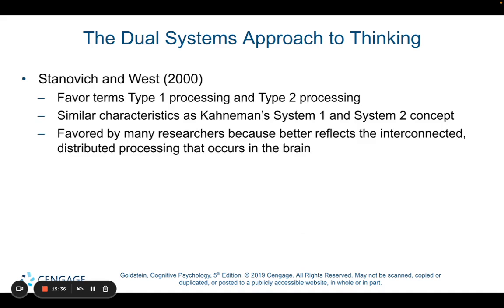Some researchers favor the terms type 1 processing and type 2 processing, with similar characteristics to system 1 and system 2. And this can be favored by many researchers because it reflects the interconnected distributed processing that often occurs in the brain.